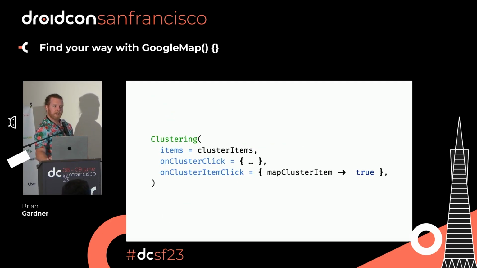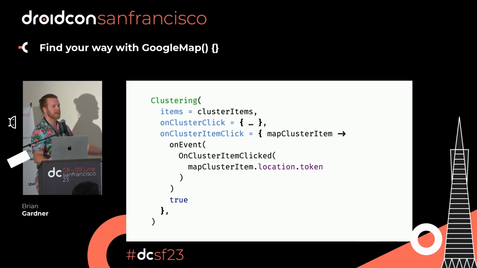For the individual items, there's an on cluster item clicked function there as well. So you can get your individual cluster item and then handle that as you need to. So in this case, you might say, hey, when they click on one specific item, I want to take them to a detail screen about that specific location. So you can say, hey, this item has been clicked with this particular token, and then your presenter can go off and do whatever navigation you need to.